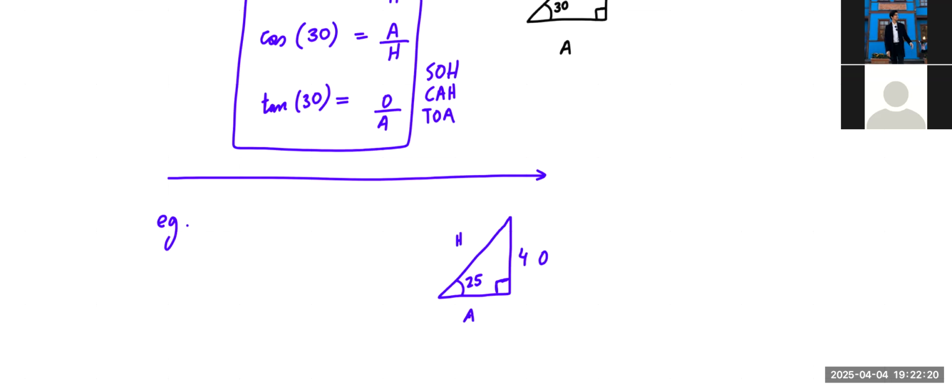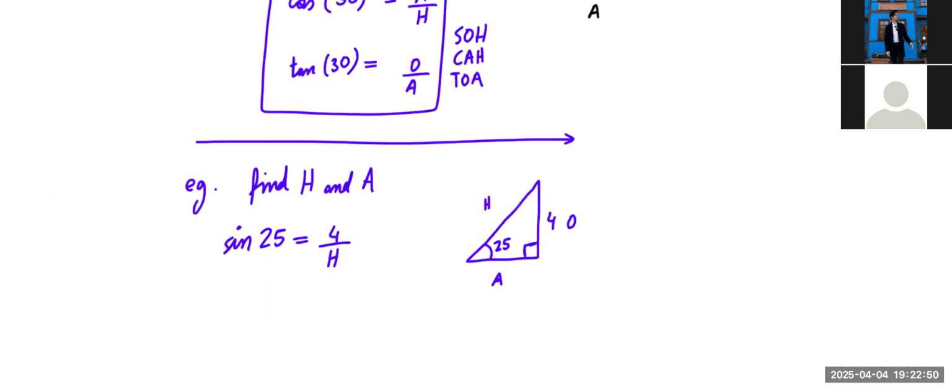So now let's say that you want to find the hypotenuse and the adjacent, both. Let's start with the hypotenuse. How would I find the hypotenuse? To find the hypotenuse, it would be sine 25 is equal to 4 over, let's say, x. Yeah, we can call it H.